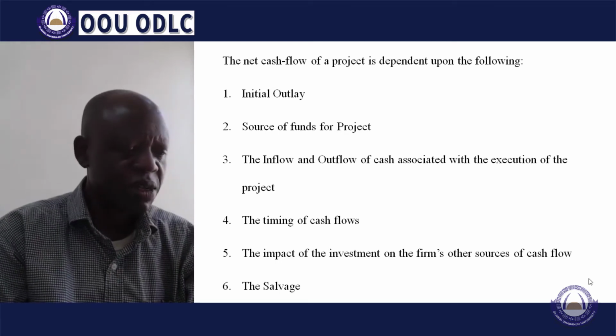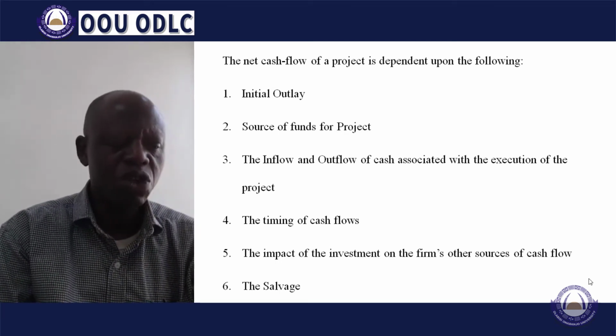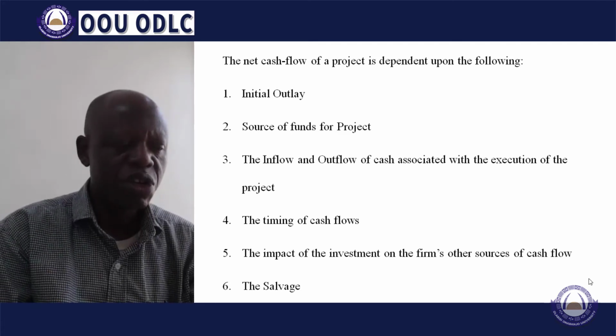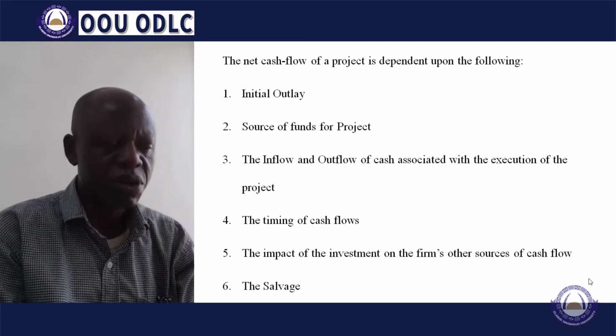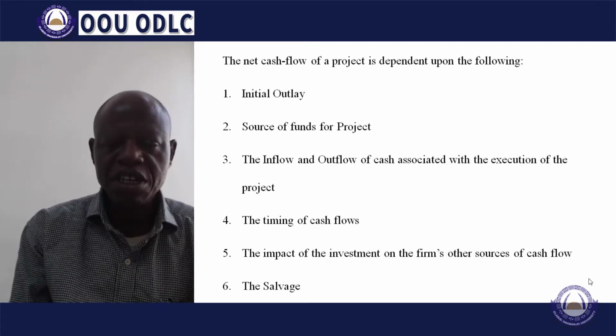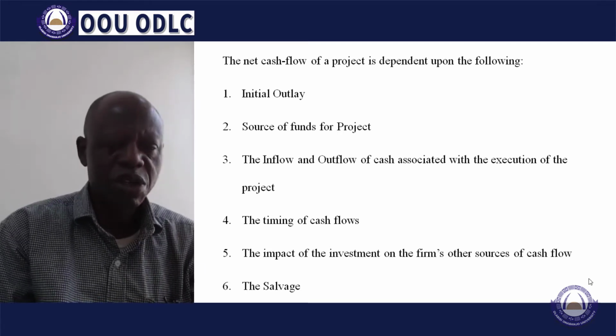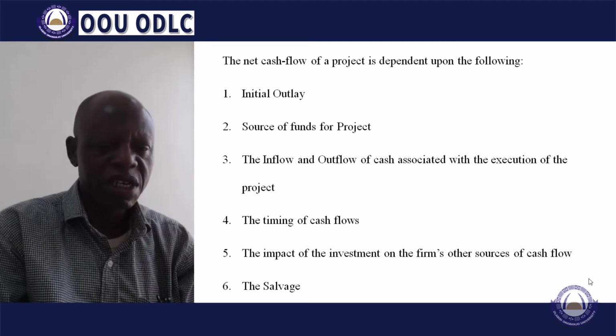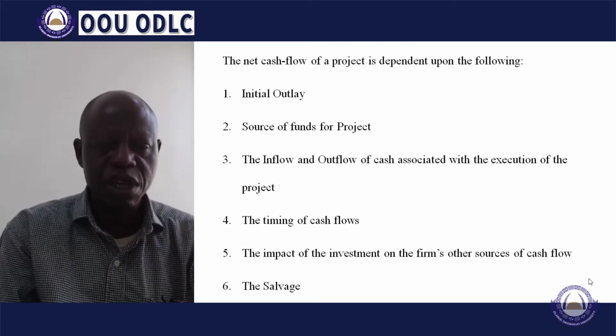For instance, suppose the acceptance of one project will lead to a reduction in the production of an already existing product of the firm. That has an implication. So if there's a decrease in net cash flow because we are accepting one project, there's a decline in what is already in production.